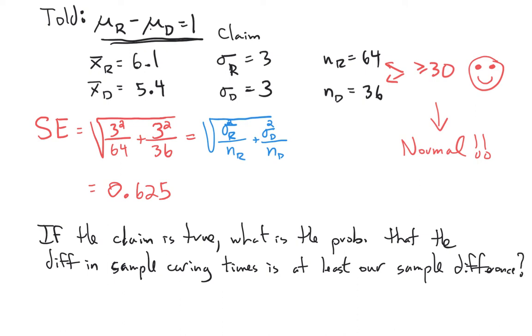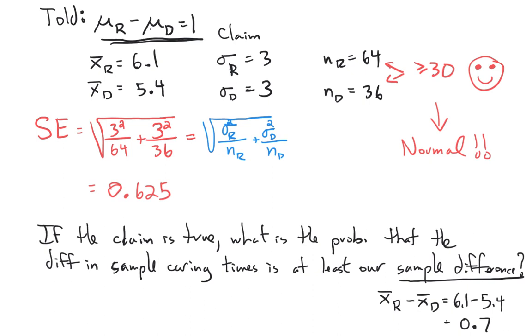Okay, so maybe let's calculate the sample difference right now so we have it. We'll keep the same order, that's really important. We have R minus D, regular minus deluxe. So this is going to be 6.1 minus 5.4, which is 0.7. Okay, so let's draw a diagram and then let's answer this question on the next page.